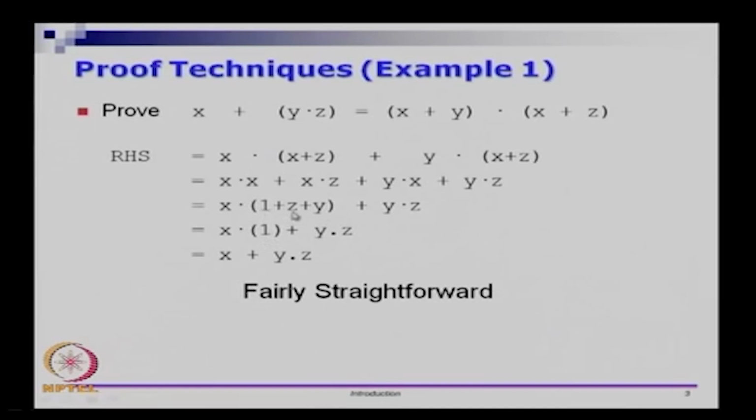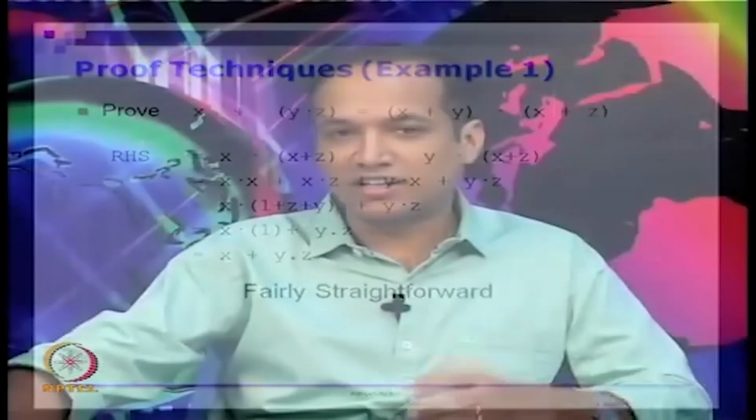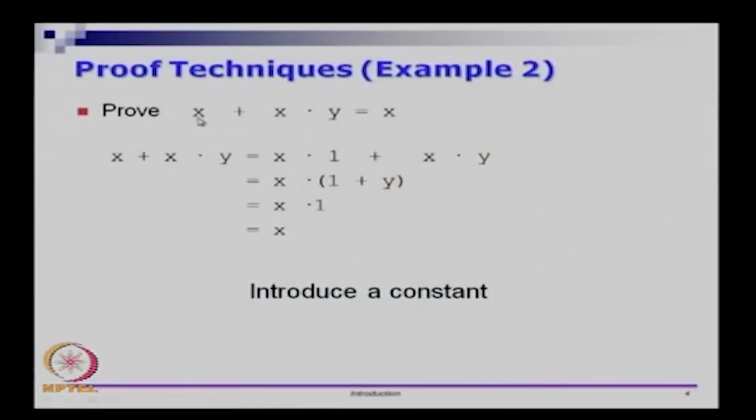So, 1 or z or y is 1. This is a fairly straightforward example, and this is much easier than all the tables and other things that I did earlier. Let us look at slightly different examples to see what all the different Boolean techniques that you need to know. So I want to be able to show x or y is x, right.